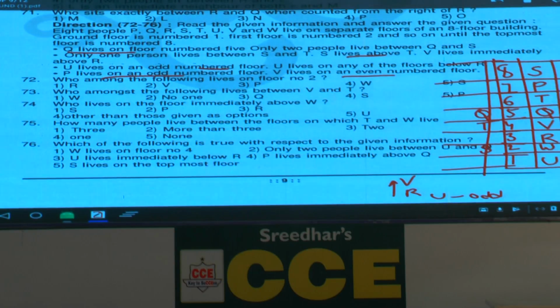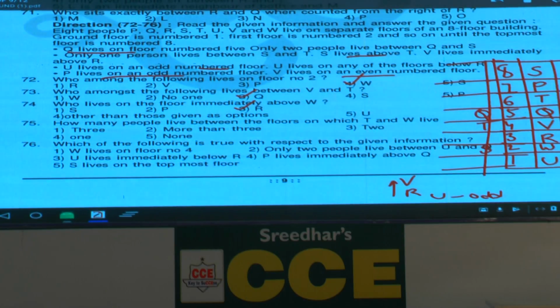Then question number 71, 72. Who among the following lives on floor number 2? Tell me who is living on floor number 2? W, that is choice 4. Who among the following lives between V and T? Q is the person lives between V and T, that is choice 3. And who lives on floor immediately above W? Immediately above W, that is R. R, that is choice 3.